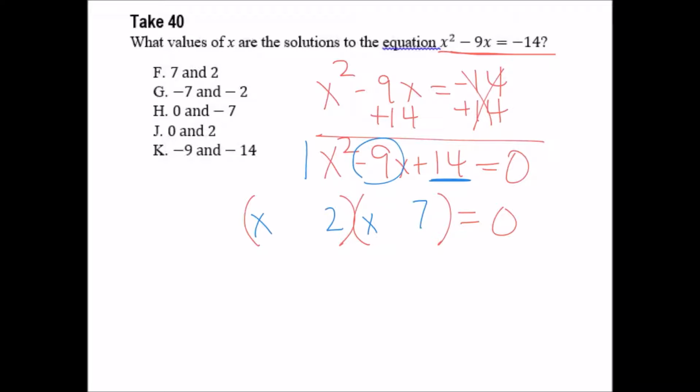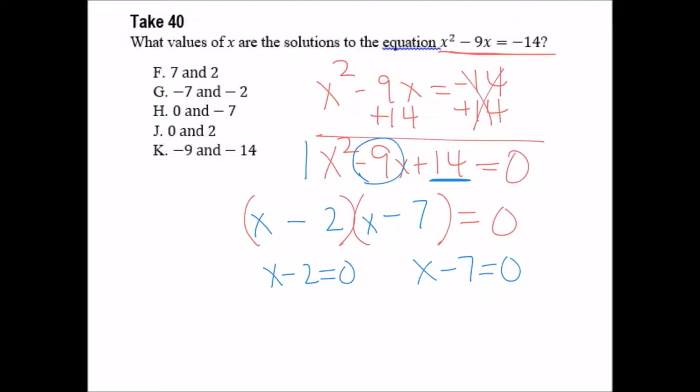And in order for them to be multiplied together, they have to have the same sign, but in order for them to be combined together and get negative 9, it's going to be negative 7 and negative 2. One of those is going to be equal to 0. So we do x minus 2 equals 0 and x minus 7 equals 0.